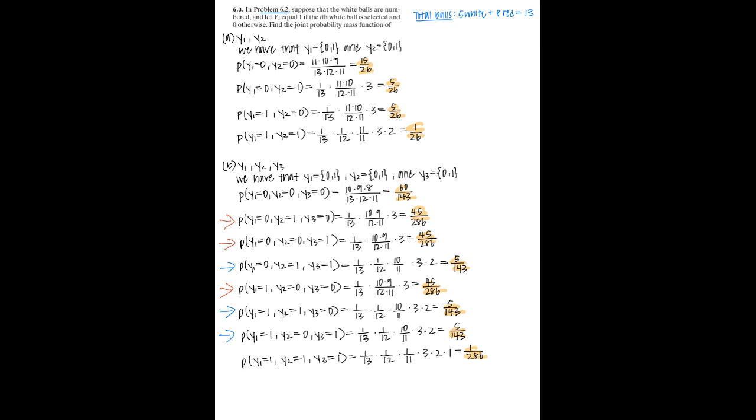And then finally, for the joint probability mass function of when y1 is 1, y2 is 1, y3 is 1, you get 1 over 3rd times 1 over 12 times 1 over 11 times 3 times 2 times 1, which is 1 over 286. Great.